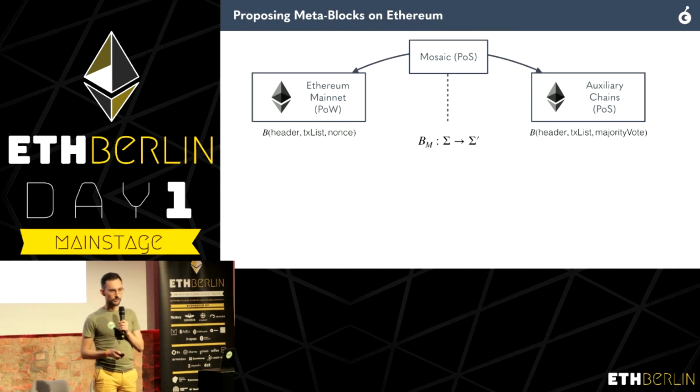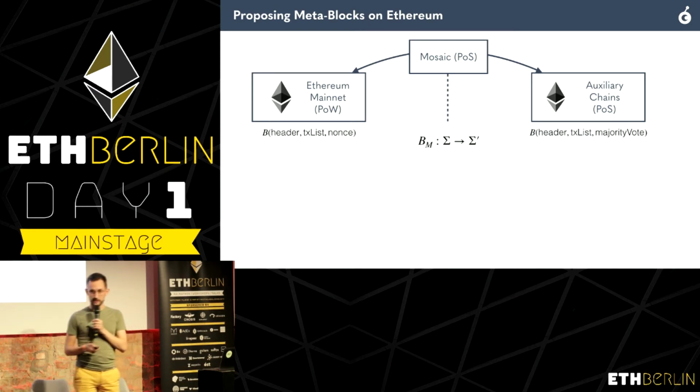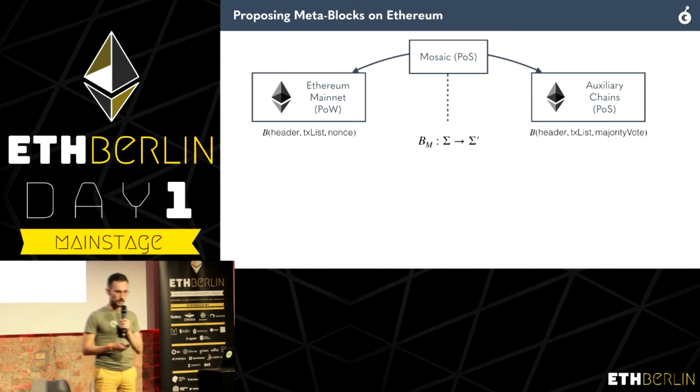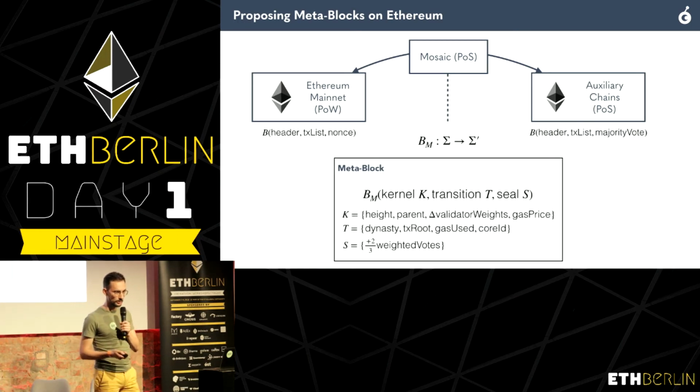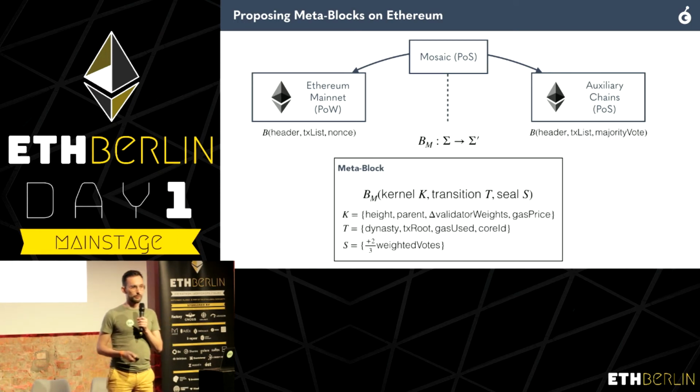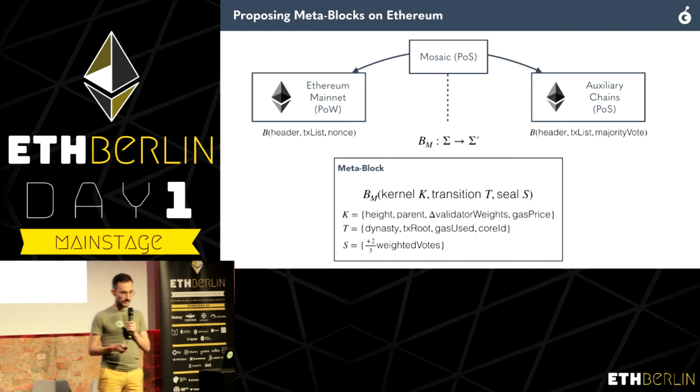So what are meta blocks? Remember that a block is a mechanism of moving the state of one system from sigma to a new state sigma prime. For proof of work, you do that by finding the nonce that seals the block. For proof of stake, you can do that with a majority vote. And so we define a new type of block. Namely, a meta block is composed of 3 parts. It has a kernel, a transition part, and a seal.